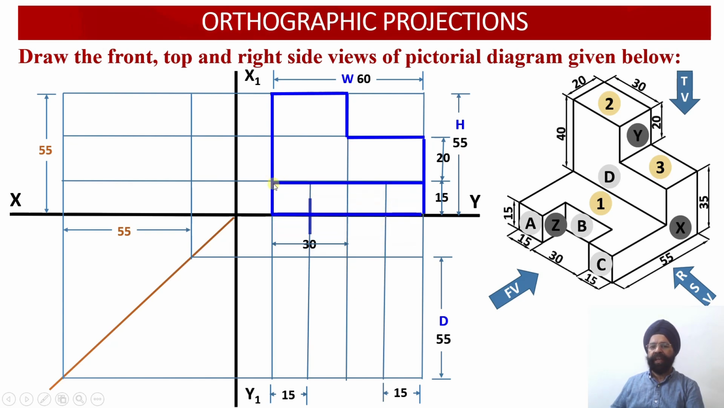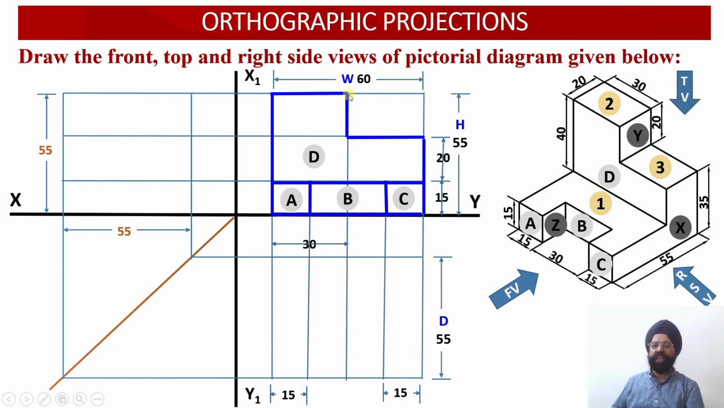Now I have obtained all the 4 surfaces of the front view: surface A over here, surface B corresponding to this surface, surface C corresponding to this square surface over here, and then this is my surface D.